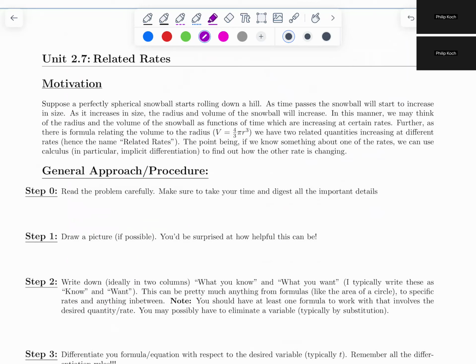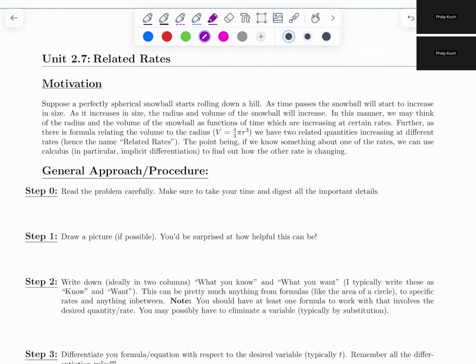Read it carefully because there's a lot of information that's packed into these questions. So make sure you take time to ingest all the important bits and pieces. Step 1 is to draw a picture if possible. Pictures are worth 1,000 words, as they say, and that's very true when it comes to related rates and any word problems in mathematics in general. It can really help you. It can start jogging your memory of what type of formulas you might need.